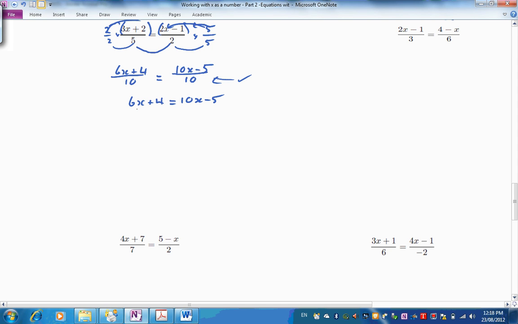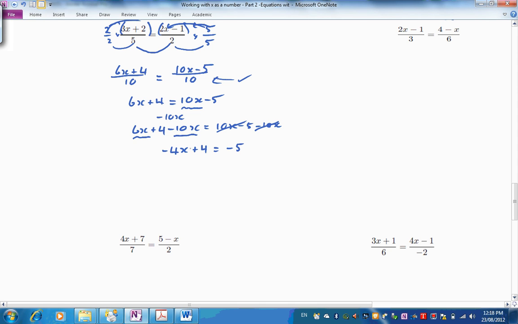You want to keep the same method up of collecting all the x's across to the left. If you do, we need to move this. It's positive 10x, so let's take 10x from both sides. So 6x plus 4, take 10x, would equal 10x, take 5, take 10x, and we get wipe out. 10x take 10x is 0x, and that's why we've done it. So we're collecting all the x terms on the left. 6x take 10x is neg 4x, plus 4 equals, what's left here?